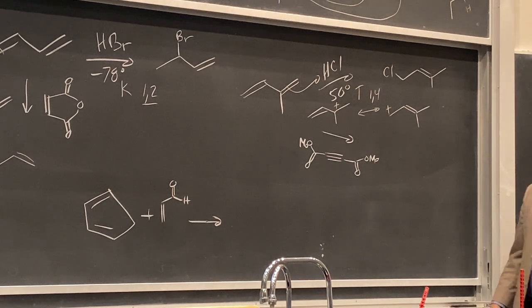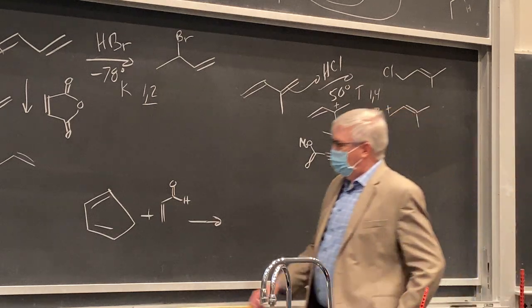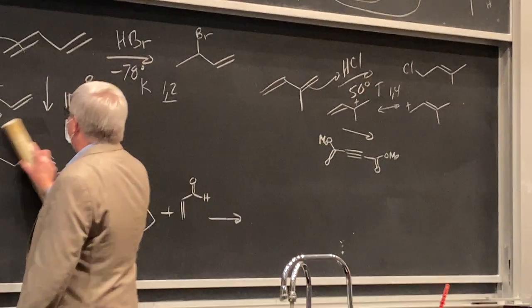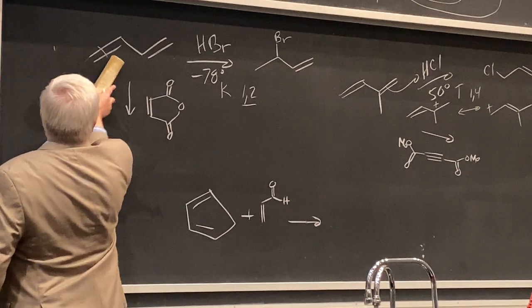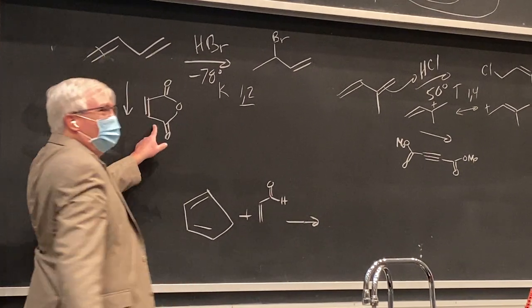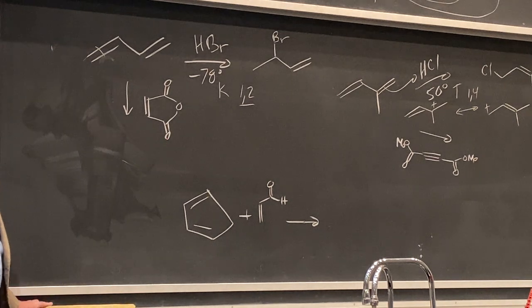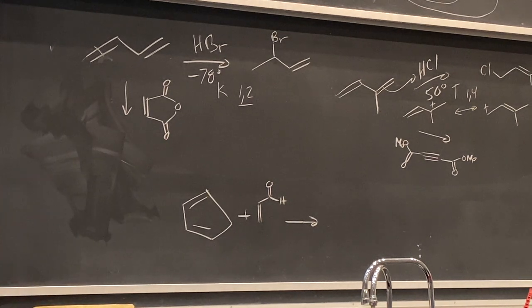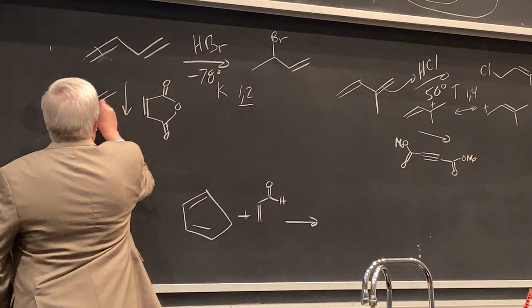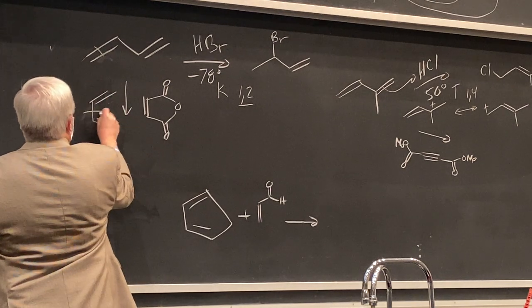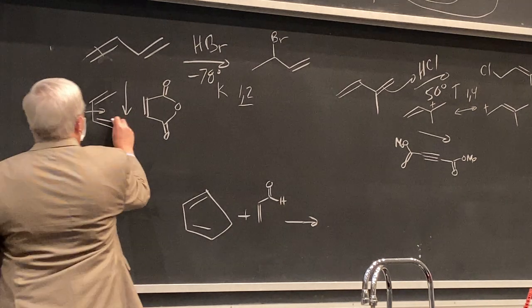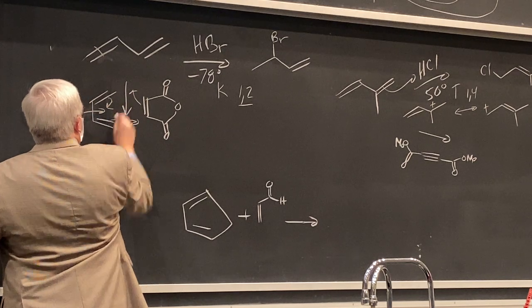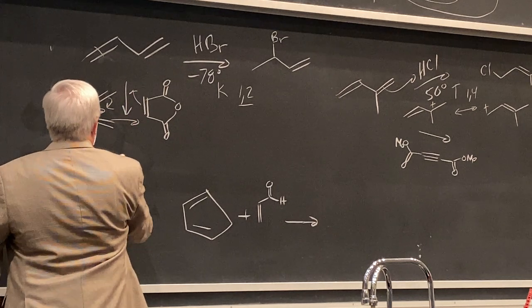Okay. We can also react these dienes with dienophiles. So if we react butadiene here with this conjugated alkene, there's our dienophile for the Diels-Alder reaction. And we've got the s-cis conformation available there. So we're able to do the Diels-Alder reaction and we'll get the product.